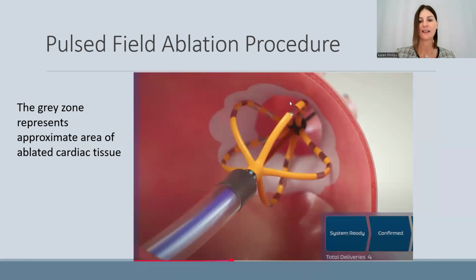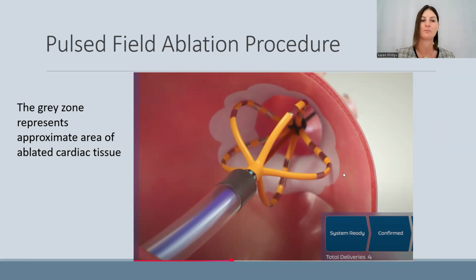After we've done that application, obviously we don't get to see what's happened inside the heart, but we can test to some extent the electrical properties of what we've achieved with ablation. But this grey zone is a bit of a cartoon representation of the approximate area of ablated cardiac tissue. So, as I said, very strong electric field, but it's just delivered between those electrodes where it's contacting the tissue, and the ablation zone is only millimeters in size.